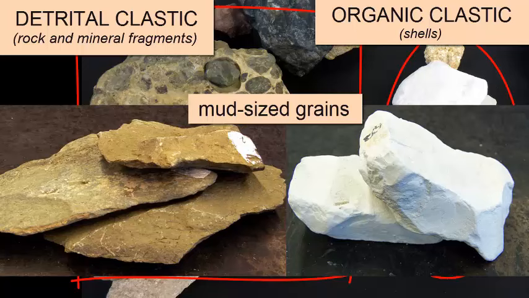Especially when clasts are mud-size, it's hard to tell from a hand sample what the grains are made of. For this particular lab class, mud-sized shells will always be white. If you see rock made of mud-sized particles that are not white, they must be detrital.